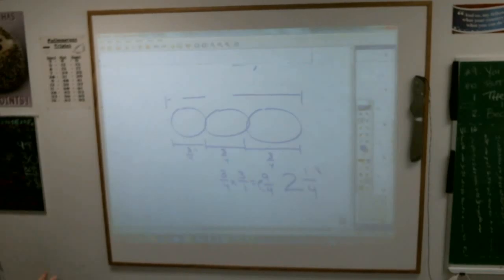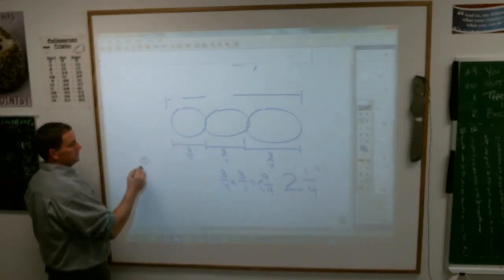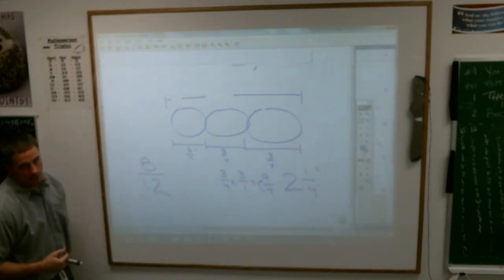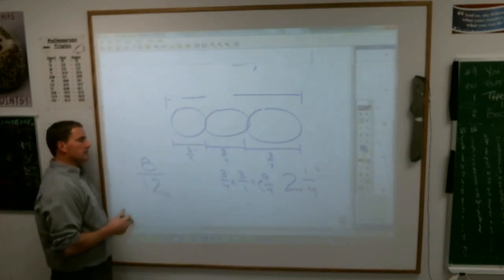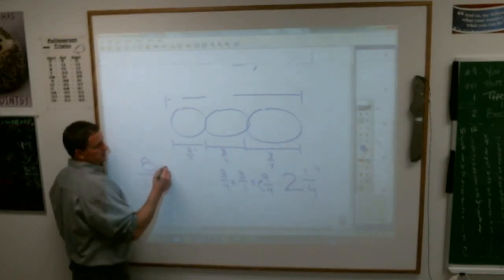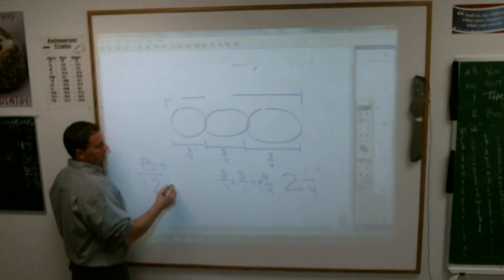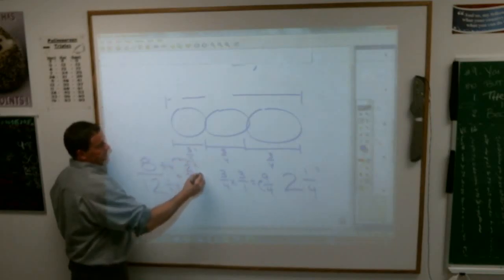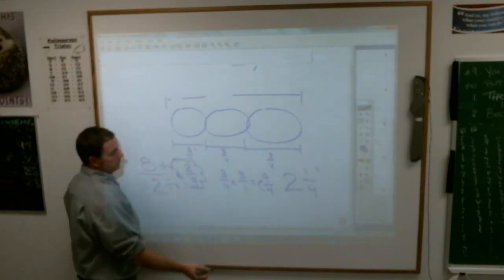How about 8/12? What would 8/12 be reduced? Reducing 8/12, Brianna says. What can you divide them both by? 4. Divide them both by 4, you end up with 2 over 3. I knew you kids could do it.